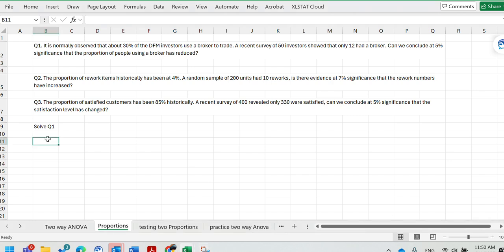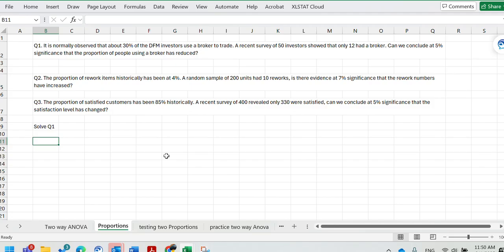Okay, now let's try to solve the first question. What does it say? It says normally it is observed that 30% of the investors in the financial market have a broker for trading. You make a recent survey. You're surveying the investors in the financial market.